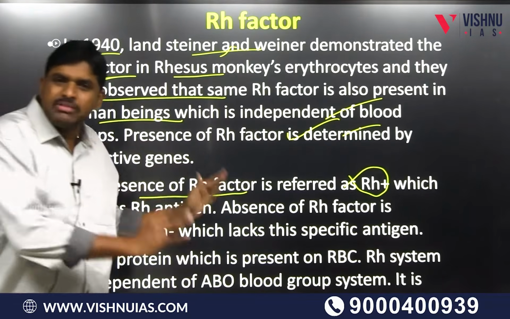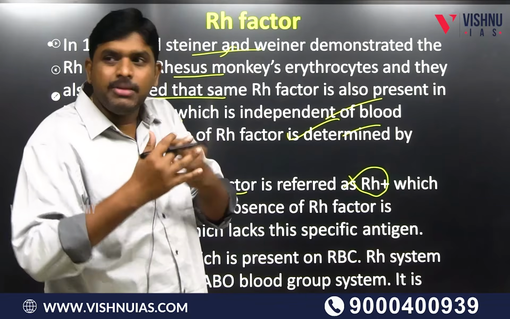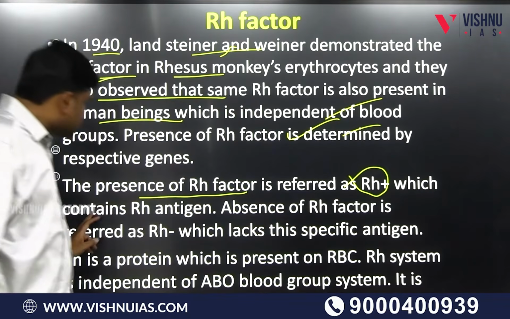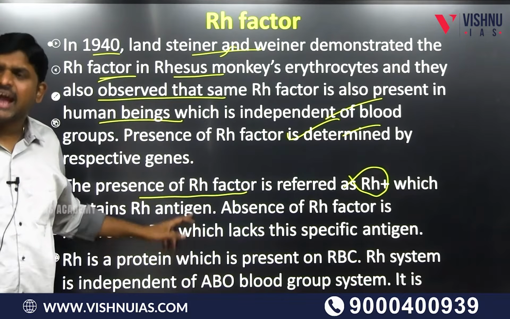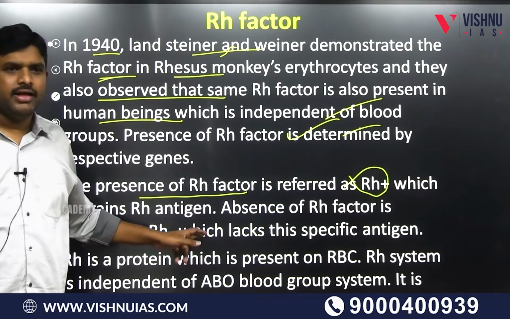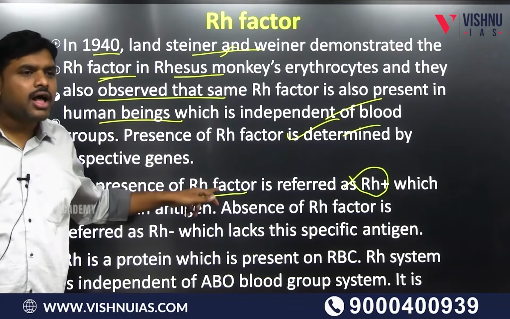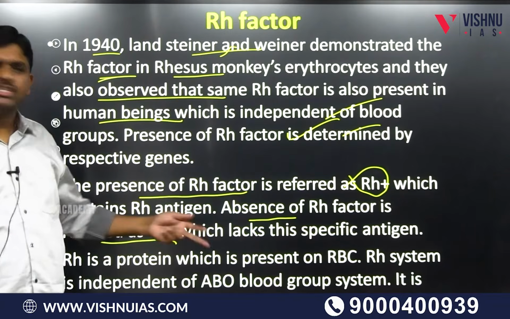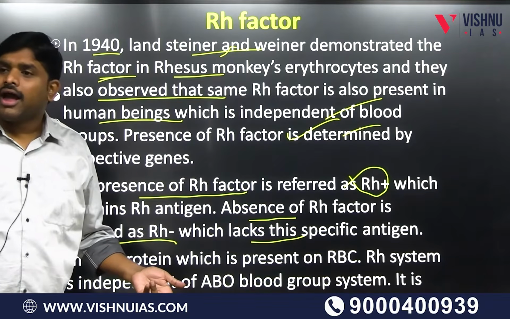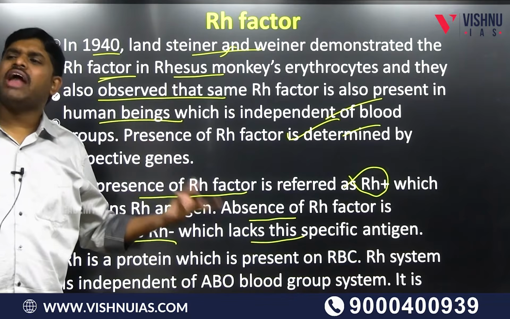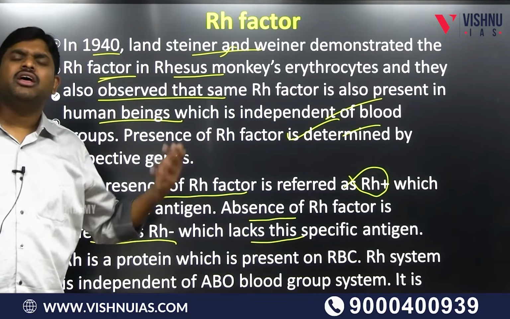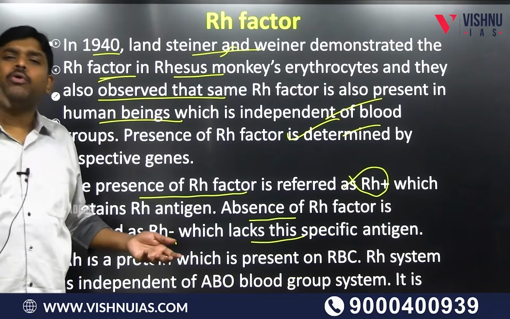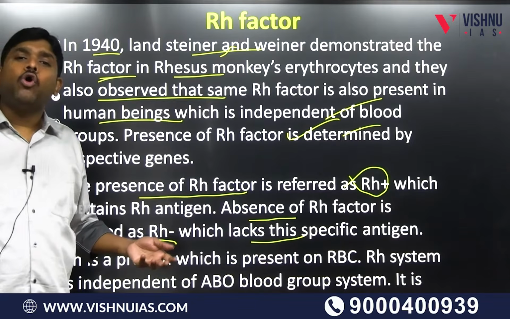What I am explaining theoretically is so that there will be connectivity, and while you are reading your PDF it will become very, very easy. Which contains Rh antigen? Antigen is what? A protein. If a protein antigen is present, it is called Rh positive. Absence of Rh factor is referred to as Rh negative, which means there is no specific antigen, no rhesus protein. On blood group O, that is O negative. On blood group O with the protein, O positive.